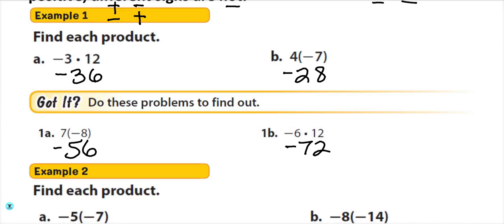All right? So you might be asking yourself, well, how is a positive times a negative a negative? Okay, well, let's take a look. Let's do this. Remember that multiplication is just adding over and over and over and over again. All right, so let me give you a real easy example that I can draw really quick.